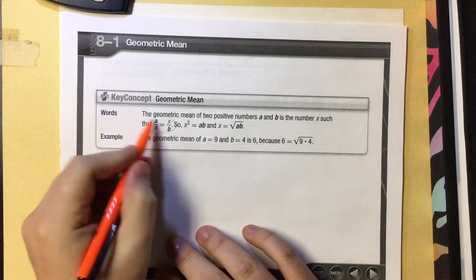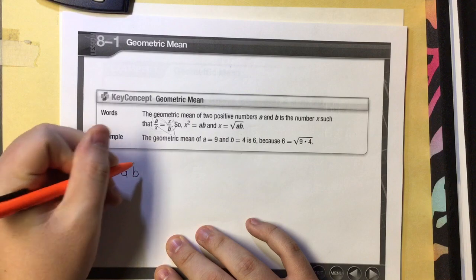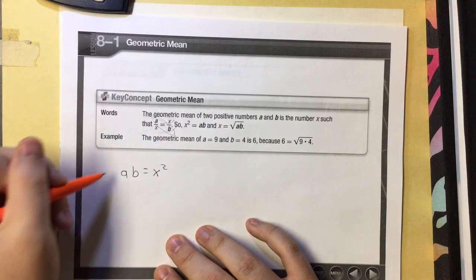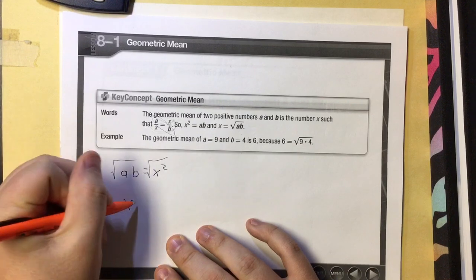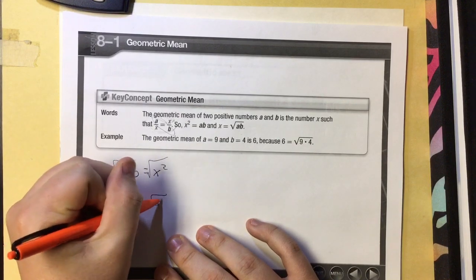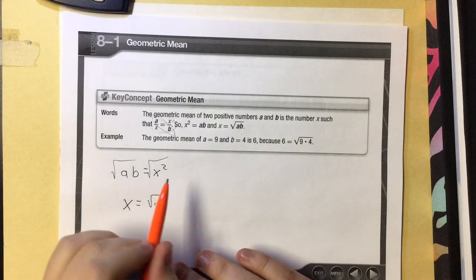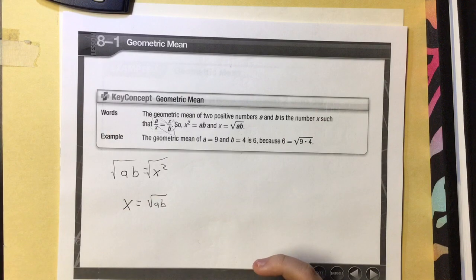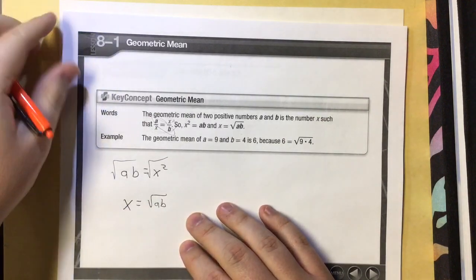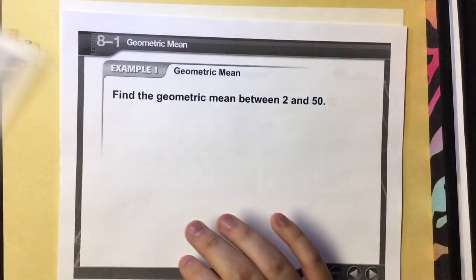So to find the geometric mean, when we solve this problem, we do a times b equals x squared. Take the square root. I'm going to flip my equation over, but we get x equals the square root of ab. So the geometric mean of two numbers, you multiply them together and then take the square root. To find the geometric mean of two numbers, multiply them with each other and take the square root.